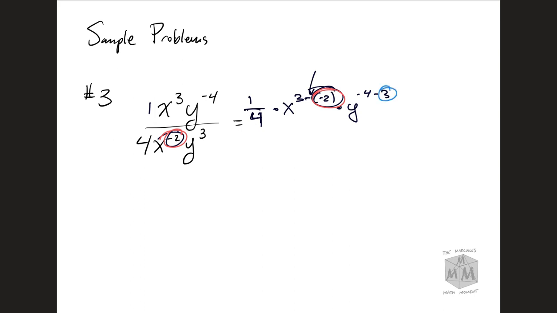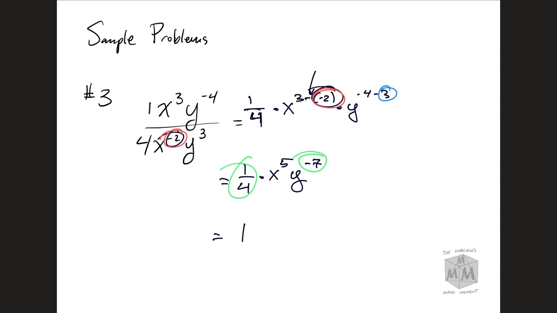This is the exponent that's in the denominator, so I'm subtracting it. So when I rewrite my equation, I get 1/4 times x to the 3 minus a negative 2, which is a positive 5. And I have y, negative 4 minus 3 is negative 7. Okay, we're not quite done yet. This still looks kind of bad. Not bad, it's not ideal. I got a negative exponent, I got a fraction here that just looks like it's floating out by itself.